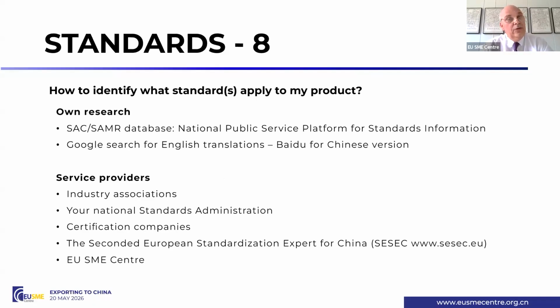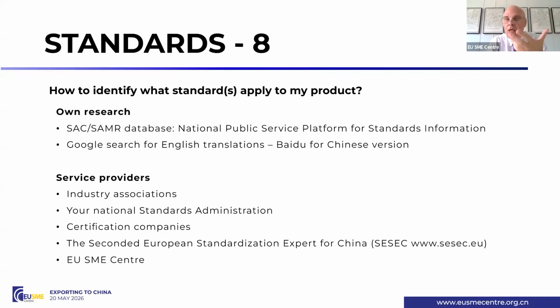So let's get back to what is important, how to find the standards that apply to your product. Well, you can do it by yourself. There are official databases, and the main one is the National Public Service Platform for Standards Information. So we will see a bit later how to search on this platform, and you will see that it's easier than many people think. You can also use Google to find some English translation. You can, of course, use some AI tools as well. But it's very dangerous because you never know if it's the latest version or not. So I strongly recommend to focus on the official channels. You don't want to make a lot of efforts just to find that you are not talking about the right standards.